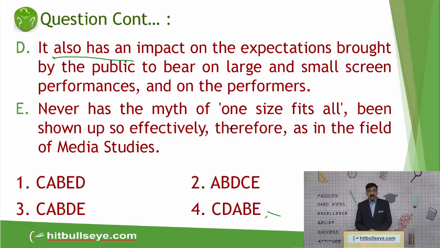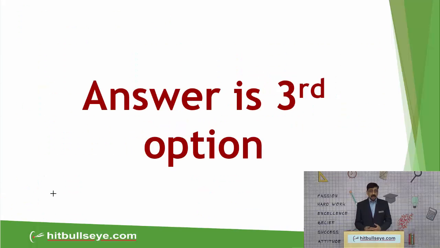Now we need to check ED or DE. D says it also has an impact, so it is further explaining that one more impact is also there. CABD, and E will finally conclude the sequence. Therefore the answer will be option number 3. Now this is the answer to the previous question.